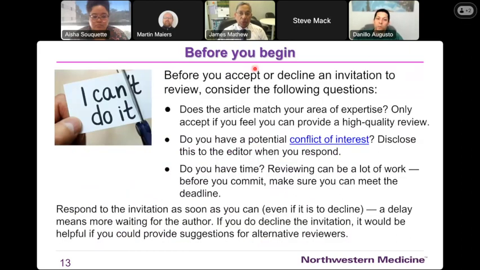Now, before you accept or decline an invitation, consider the following questions. Does the article match your area of expertise? Only accept what you feel you can provide a high quality review. Do you have a potential conflict of interest? Disclose this to the editor when you respond. Do you have time? Reviewing can be a lot of work. Before you commit, make sure you can meet the deadline.